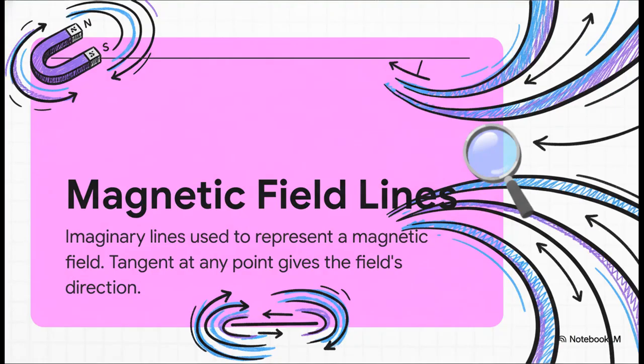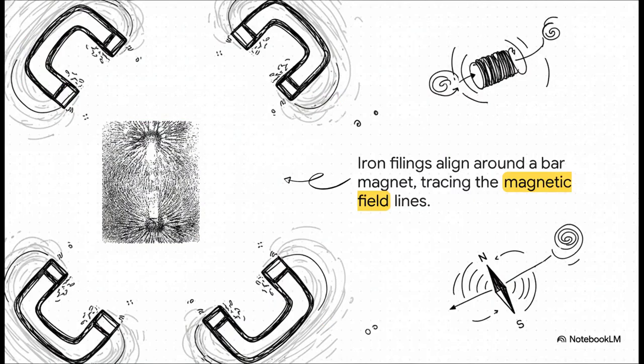Now, the first thing to remember is that magnetic field lines are imaginary. They are not real lines. They're just a tool we use to represent the magnetic field on paper. The most important thing about them is this. The tangent drawn at any point on a field line gives you the exact direction of the magnetic field at that very point.